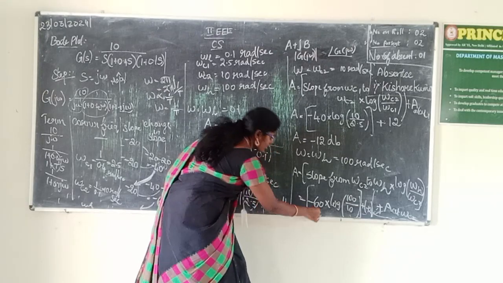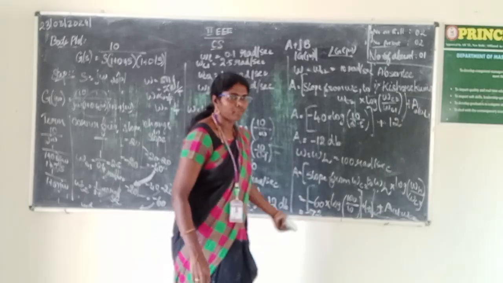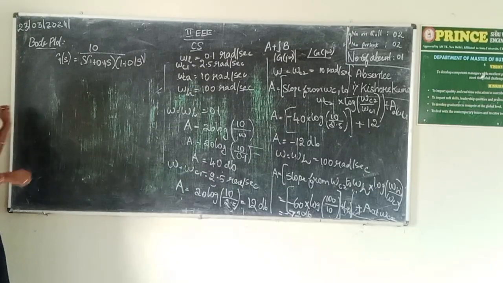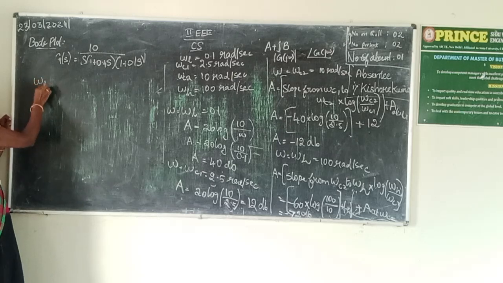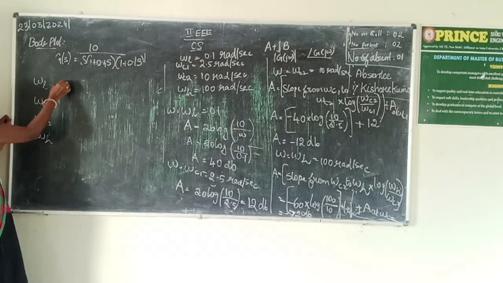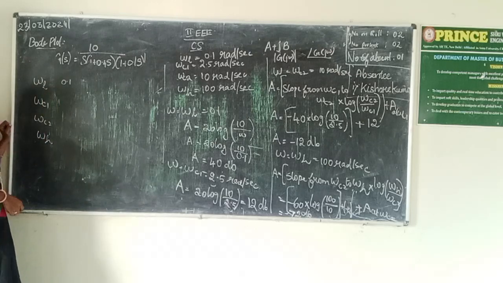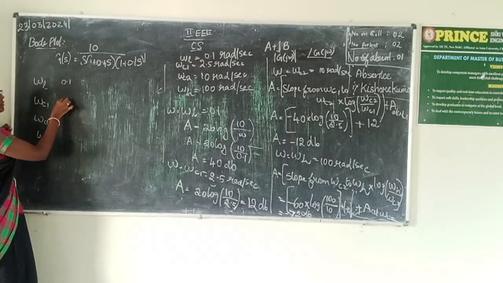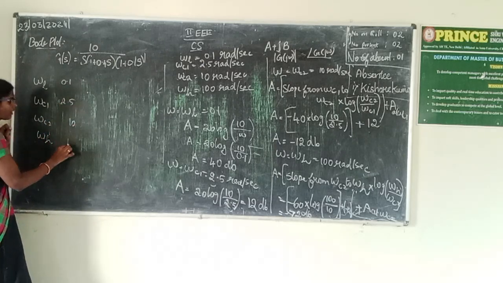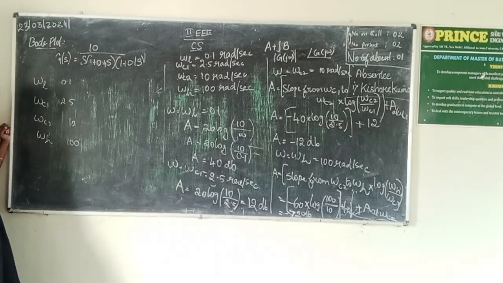Solve up to this, then we will tell you the graph of the dot. Now we will compare the frequencies. That is omega L, omega C1, omega C2, and omega H. Omega L is 0.1. So omega C1 the value is 2.5. C2 value is 10. And for omega H we have 100.